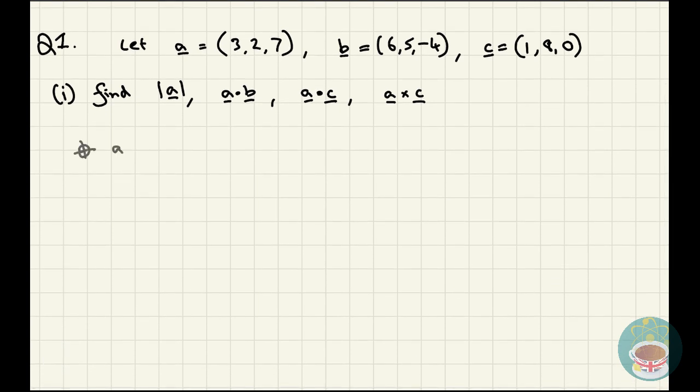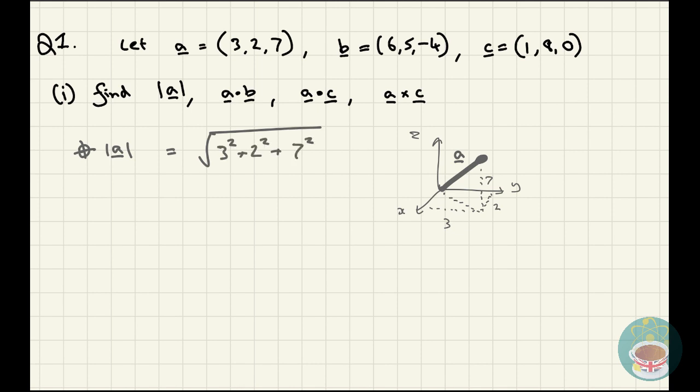Let's get started. First, looking for the magnitude of A, let us recap what a vector is, which is a quantity with both magnitude and direction. So just drawing an arbitrary picture, we can see by breaking down the components of A on the x, y, z axes that the length of A is just the square root of the sum of the square of its components.